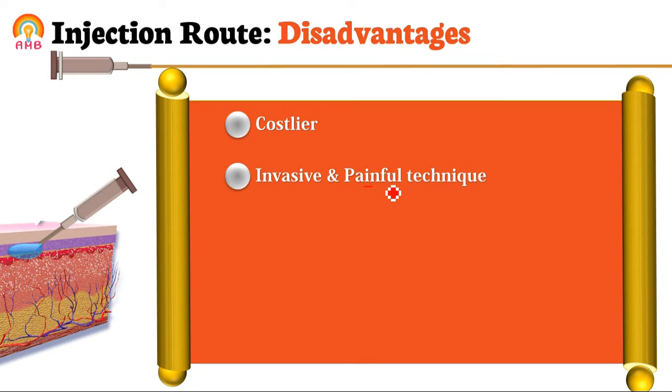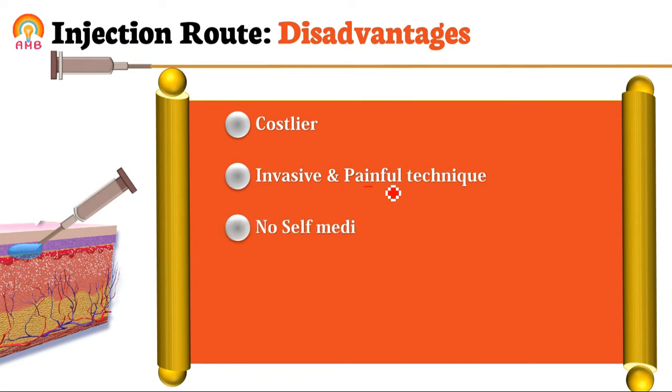Mostly we avoid injection whenever we go to the doctor. If the doctor says you want to take an injection, then we avoid it. We say no. Why? Because there is generation of pain when taking the injection. So we avoid that. So this is the second disadvantage of injection route.